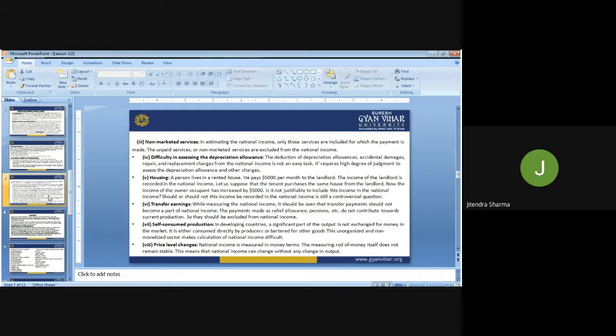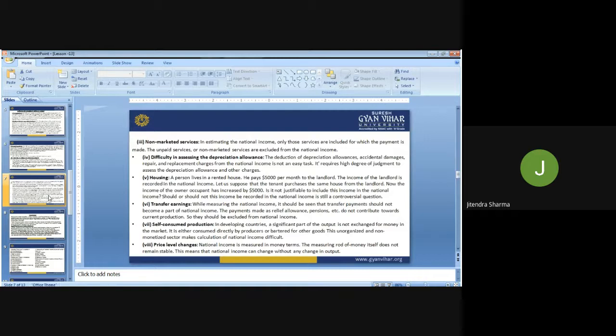Difficulty in assessing depreciation: assessing the national income is not an easy task. It requires a high degree of judgment to assess the depreciation allowances and other charges. Then housing. A person living in a rented house pays the rent to the landlord. The income of the landlord is recorded in the national income. Let us suppose that the tenant purchases the same house from the landlord. Now the income of the owner-occupant has increased by the same amount. It is not justifiable to include this income in the national income. Whether or not this income should be recorded in the national income is still a controversial question.